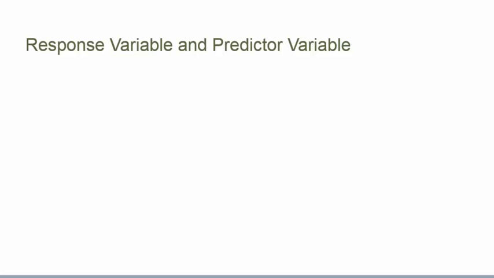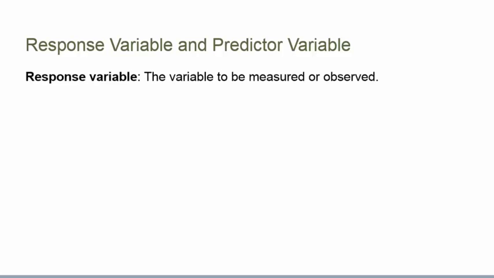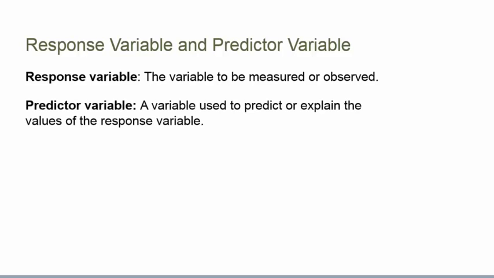Response variable and predictor variable. Response variable, the variable to be measured or observed. Predictor variable, a variable used to predict or explain the values of the response variable.